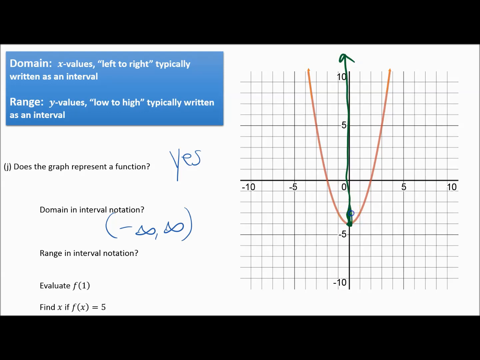The lowest it is, you see that's -4. How high does it go? Forever, forever, forever. So we're talking about -4. Now that -4 has a bracket because that point's included, all the way to positive infinity, which is on the upside. Okay, and that is your range. Now in red, let's take a look at function values. F of 1.